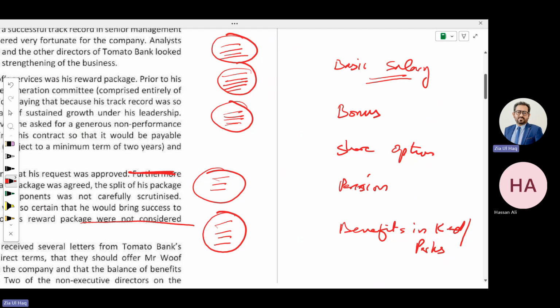And for Mr. Wolf, obviously, if the company attracted him from another bank, they might offer a high basic salary, but that is a fixed element.